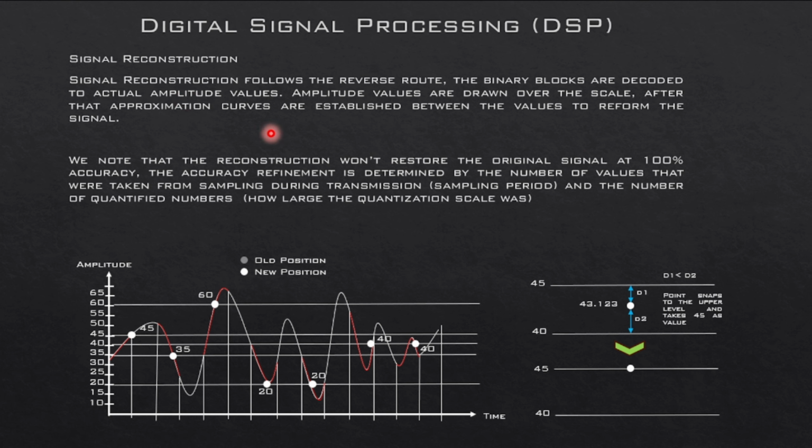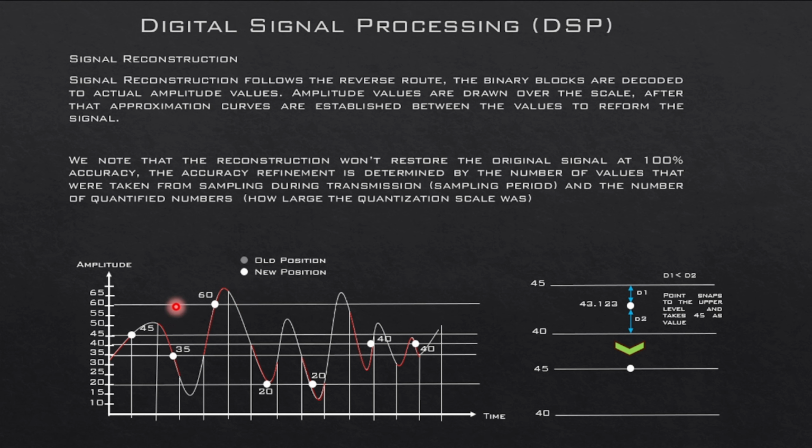Great. Signal reconstruction follows the reverse route, meaning that we need to undo whatever has been done. We go in the reverse route to restore the signal. In other words, the binary blocks are decoded to restore the actual amplitude values that belong to these binary blocks. Then amplitude values are drawn over the scale. Of course, we cannot restore their exact original values. They are based on the quantized values that we've gotten through quantization.